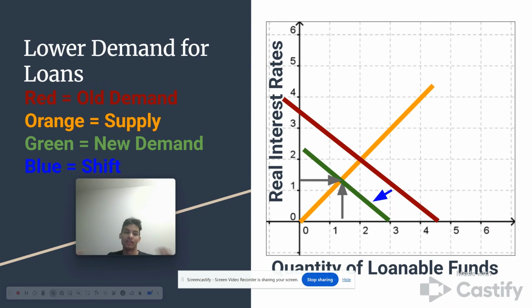So what about lower demand? Same thing, opposite direction. Look at the shift. If it's going to the left, that means for demand, the interest rates are going down. Right means it's going up.